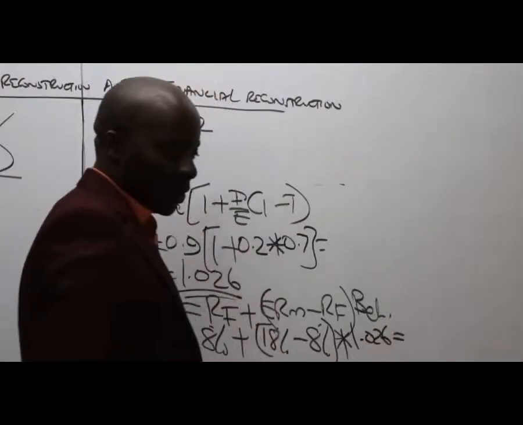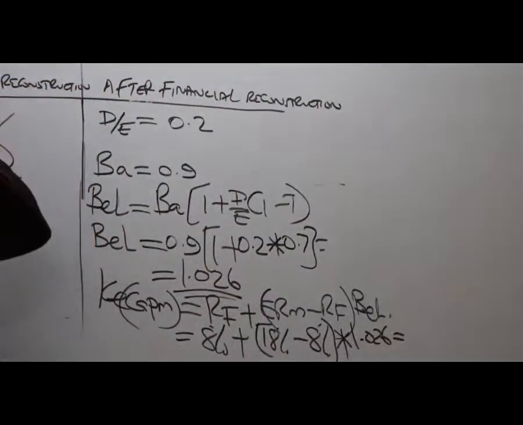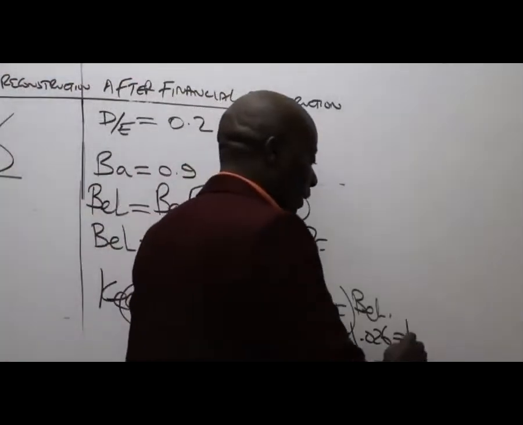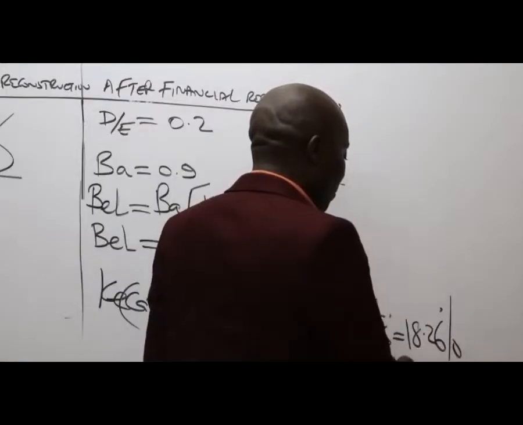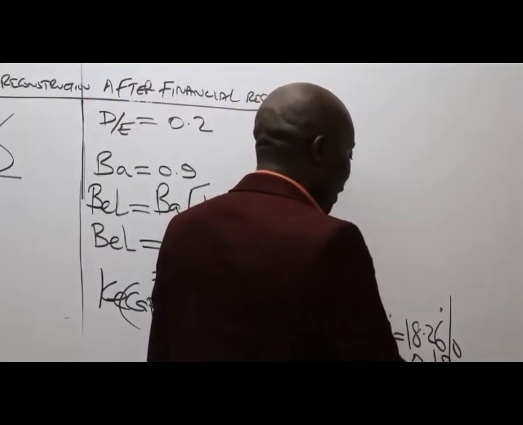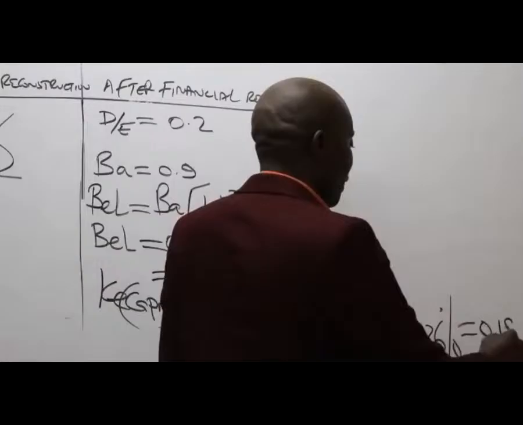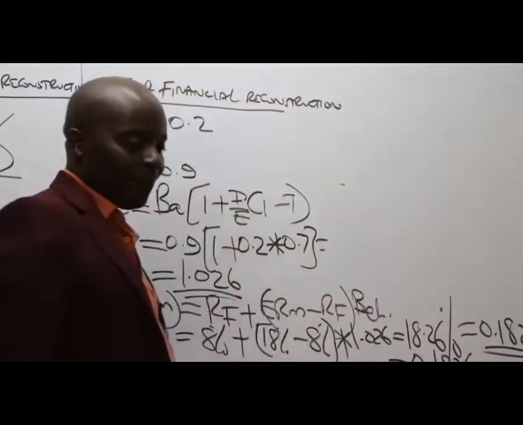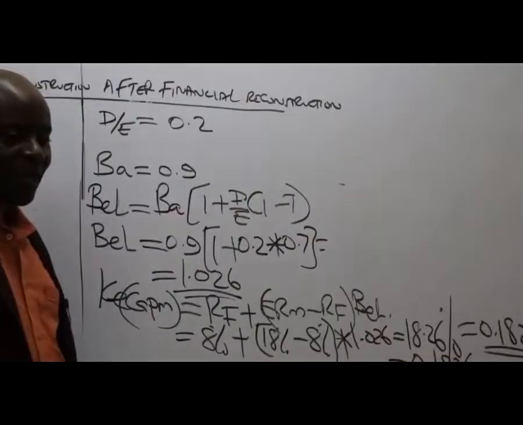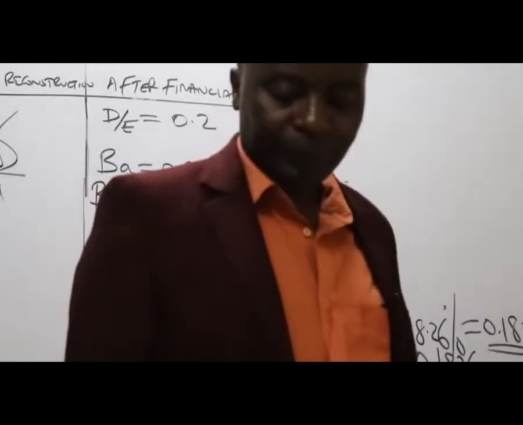Could you kindly give me the final answer now? I'm being told it is 18.26. So all of us are writing there 18.26. And for purposes of substitution in the formula, I know this will be 0.1826. So are we together up to there? Great.